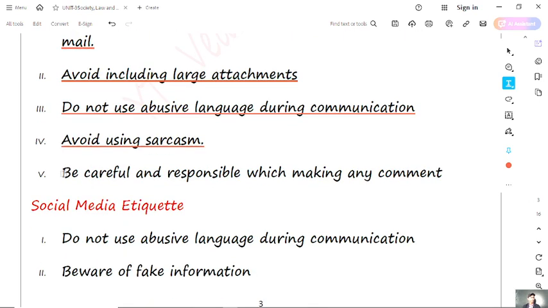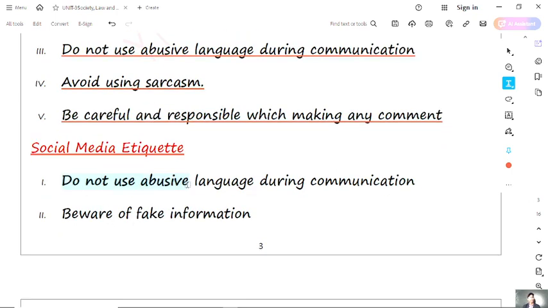Now the next, fifth number, is be careful and responsible when making comments. Whenever you comment on social media, be careful about that, because social media handles also have some rules. Particular rules are there, so we should be careful about that. Social media etiquette means how we should use social media. Etiquette simply means behavior. Do not use abusive language during communication. I have already discussed this here.